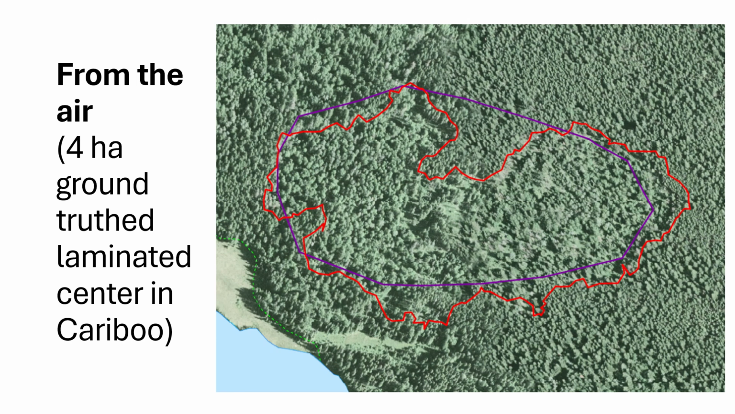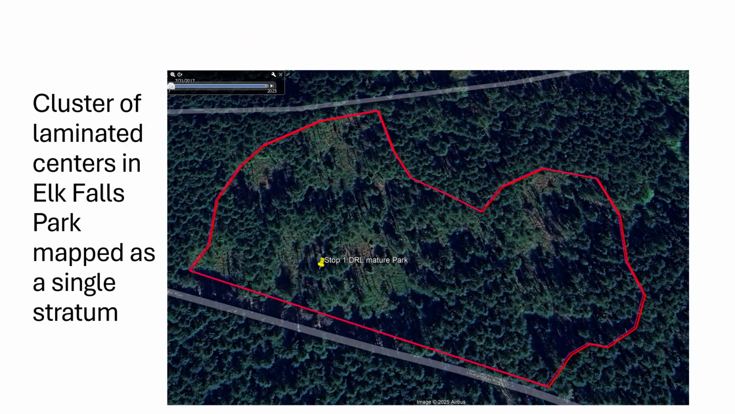This is a large 4-hectare laminated root rot center in the southern interior, and the open canopy and difference in species composition allows these centers to be seen in aerial photos. This photo is from the coast, and typically on the coast, centers are smaller than some of the centers in the interior, and it's difficult to map or see individual root disease centers. In this case, a cluster of smaller centers has been mapped as a single stratum.